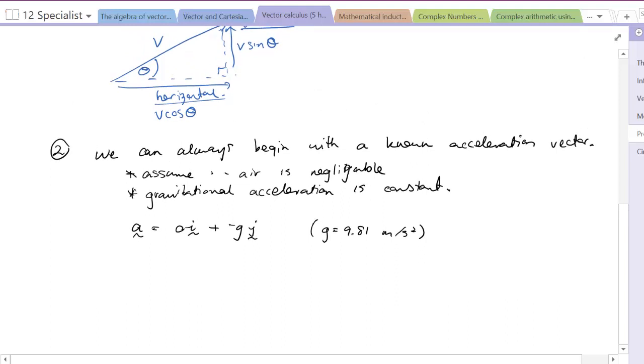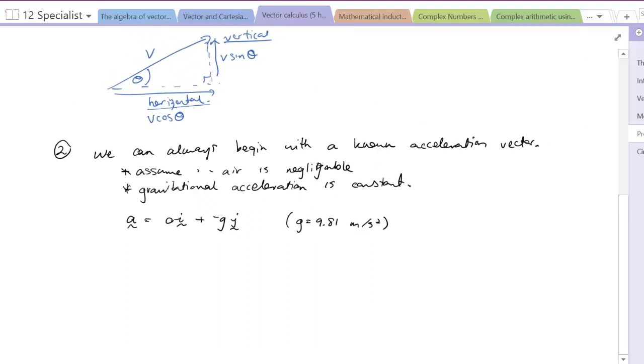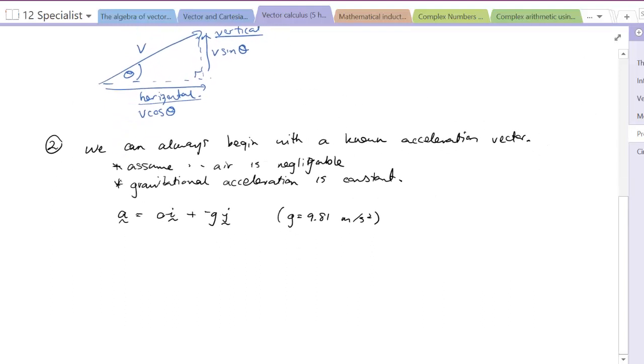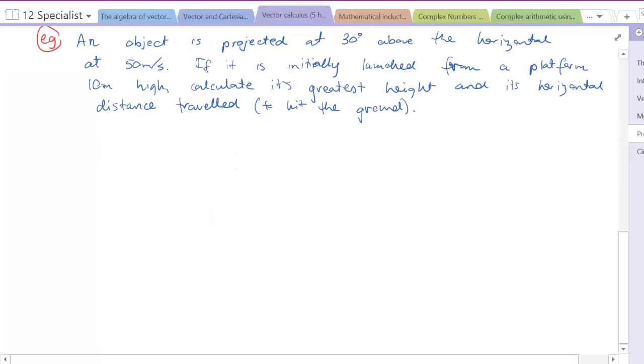Those two bits of information, the fact that we can break the initial velocity into components, and we can always start with a known acceleration vector, mean that we can now set up any scenario as long as we're given some basic information. So we'll look at a couple of examples here. When we look at this example, the question is: an object is projected at 30 degrees above the horizontal at 50 meters per second. If it's initially launched from a platform 10 meters high, then we can calculate its greatest height and its horizontal distance.